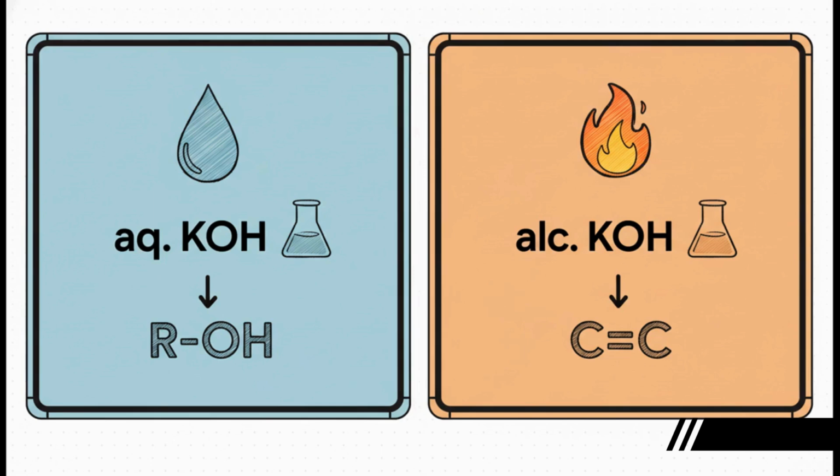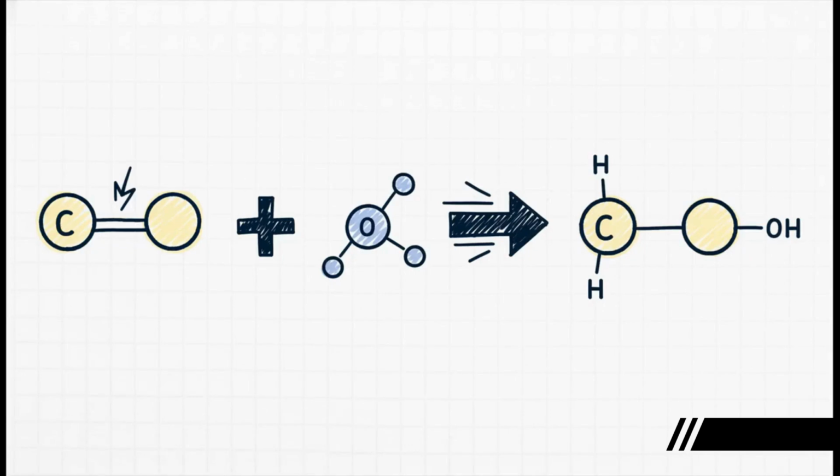So let's lock this in right now. Here's a little memory trick. AQ is for ALK. Alcoholic is for alkene. See that? AQ for ALK. ALC for ALK. Burn that into your brain. This one tiny detail can absolutely make or break your score on a question. It's that important. All right, let's jump to our second pathway, making alcohols from alkenes.